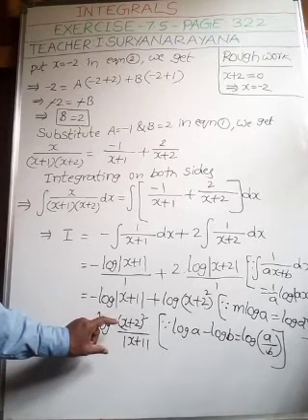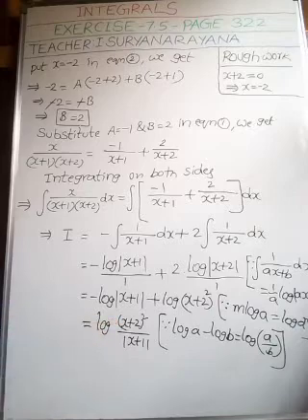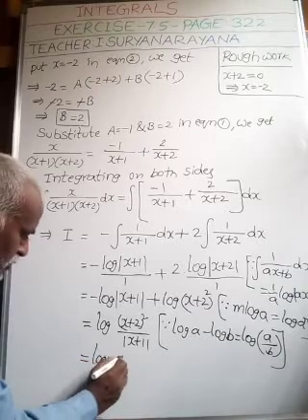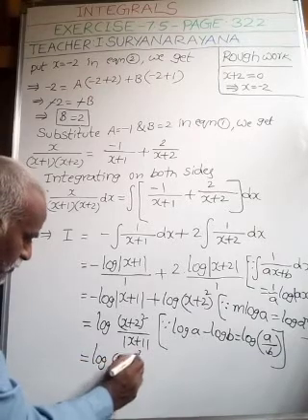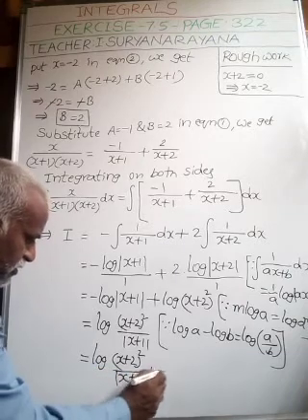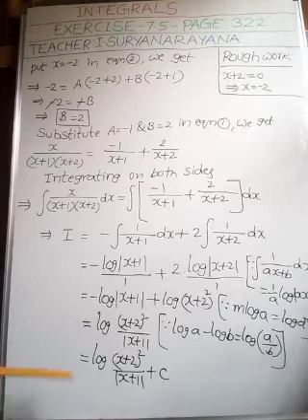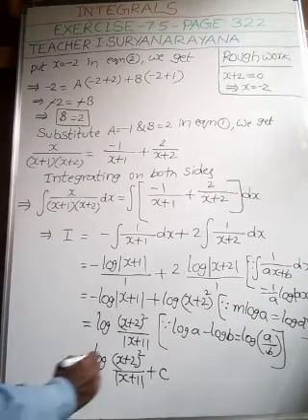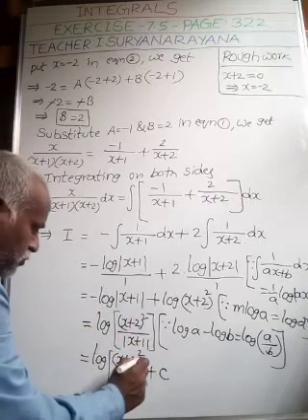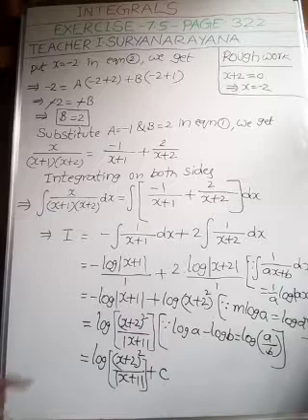This is the last step. So for this last step, what should we do? We have to add the constant of integration. Okay, my children? So log of mod x plus 2 whole square by mod x plus 1, plus c. Understood this last step, my children? Right. Okay, my children? Understood? Right.